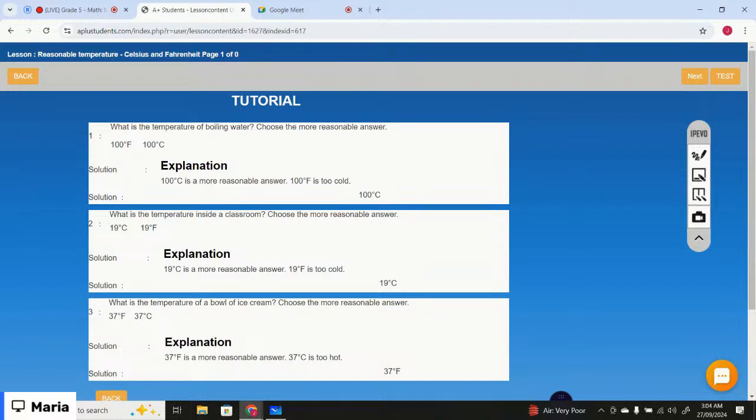What is the temperature of a bowl of ice cream? Choose the more reasonable answer. An ice cream must be 37 degrees Fahrenheit, because 37 degrees C is too hot. So the higher the Celsius temperature, the hotter it is, and the higher the Fahrenheit temperature, the colder it is.